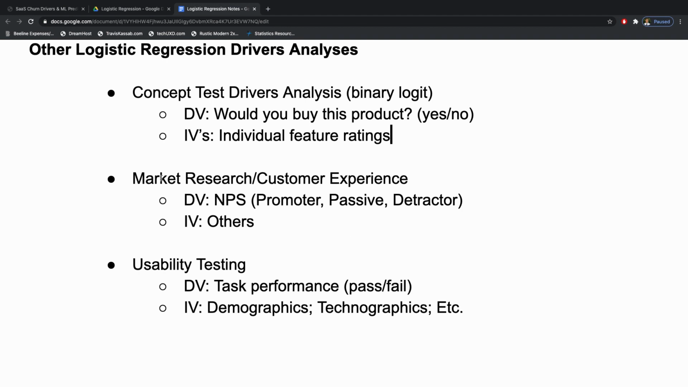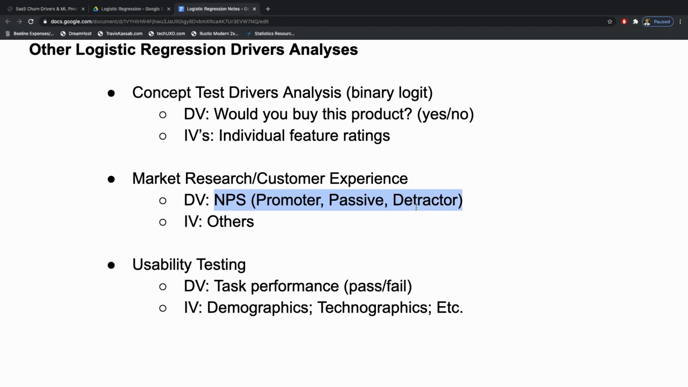The next example that I have is a market research and customer experience example. Everyone knows the Net Promoter Score question, right? So on a scale from 0 to 10, how likely are you to recommend this product or company to a friend or family member? You could try to predict that. You could use that numeric variable as an outcome, or you could condense the numeric variable into its constituent categories for NPS: promoter, passive, and detractor. And you could try to understand which predictor variables are significantly driving detractors, for instance.